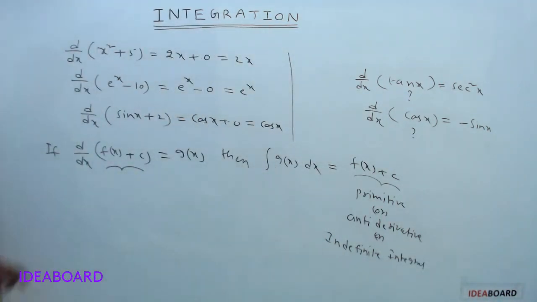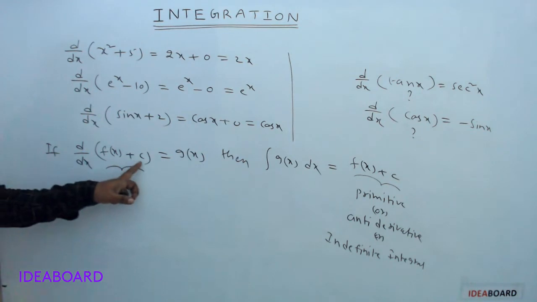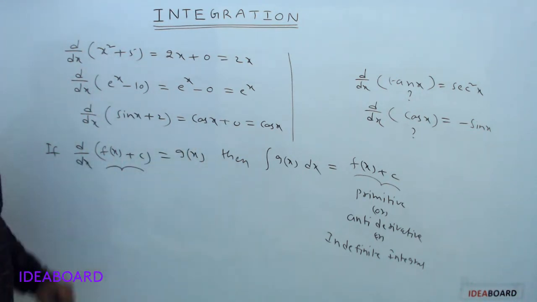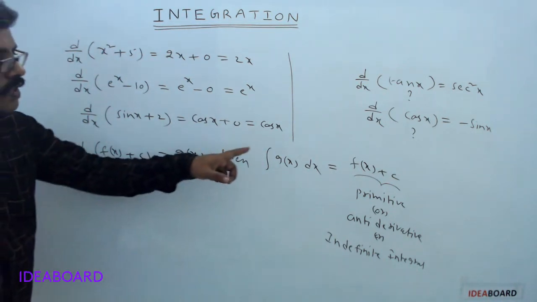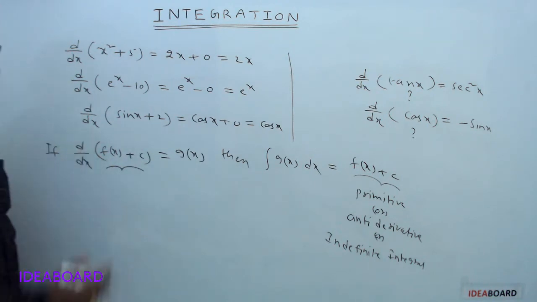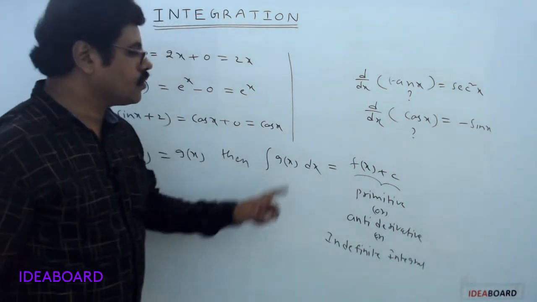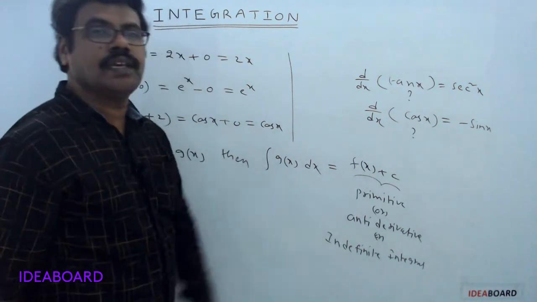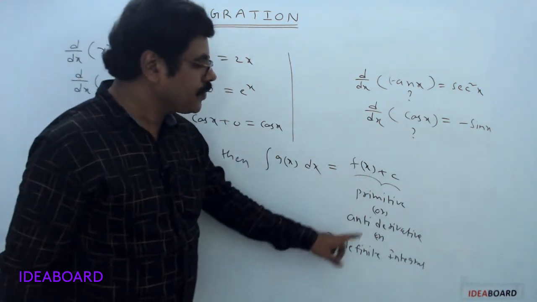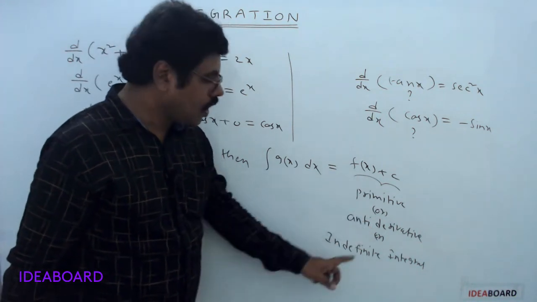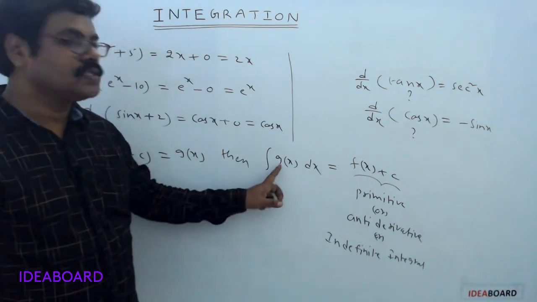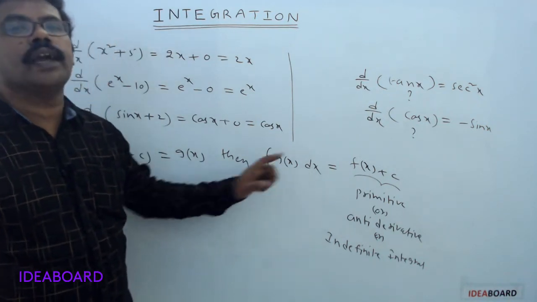Now see once again, if derivative of f of x plus c equals g of x, then f of x plus c is called integral of a function g of x with respect to x. It can be written as f of x plus c equals integral g of x dx. This f of x plus c is also called primitive or antiderivative or indefinite integral or integral of a function g of x with respect to x.